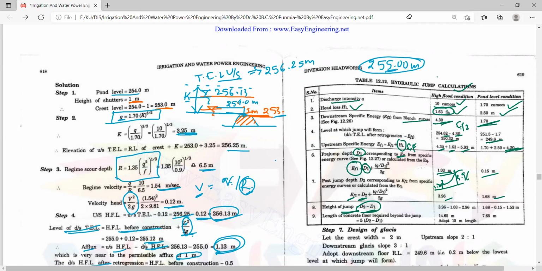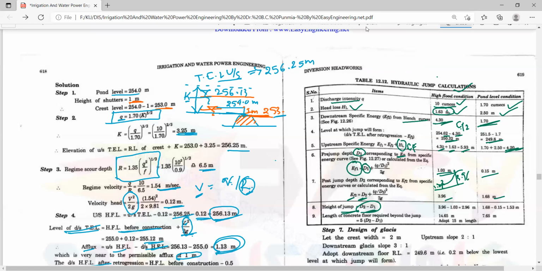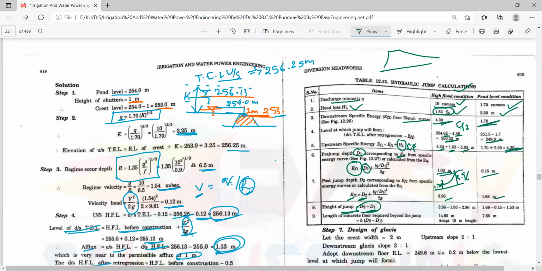Why are we considering all this data? Because we need to calculate the length of concrete apron we must provide after the weir. There is a sloping glacis at the weir, and after the weir, up to what length we must provide this concrete apron depends upon the D2 minus D1 value. For the calculation of the D2 and D1 values, we are using the specific energy concept. From that we are getting the length of the concrete apron on the downstream side as 15 meters.